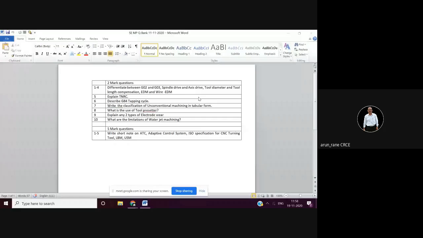Then based on the finish, construction. Then based on the limitations. Then based on the cost. Then based on the accuracy. Like that you have to classify unconventional machining. This is also available in the notes which I gave in the beginning. I am not saying that you should avoid searching in Google, but you have to see that the information is authentic.